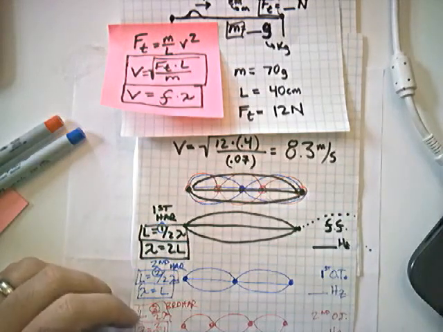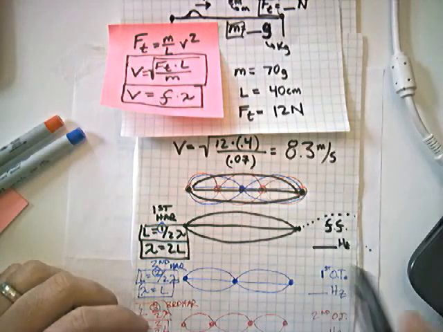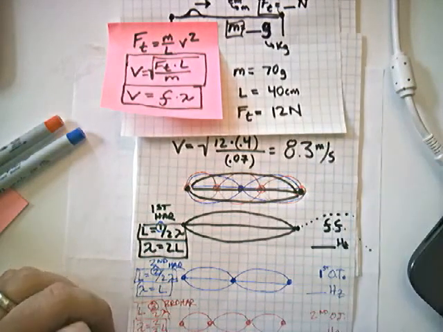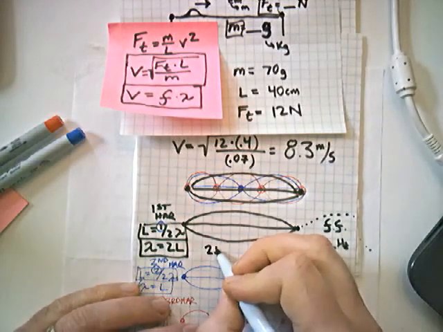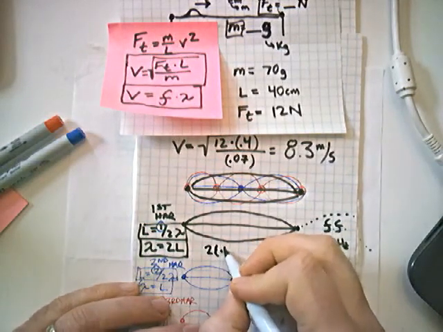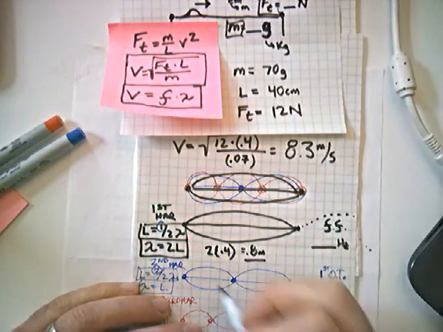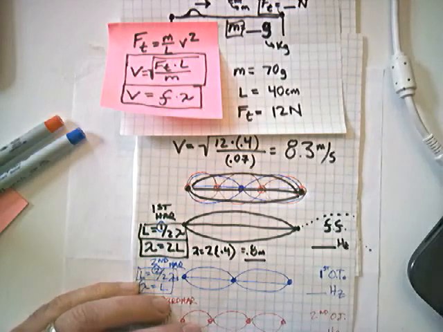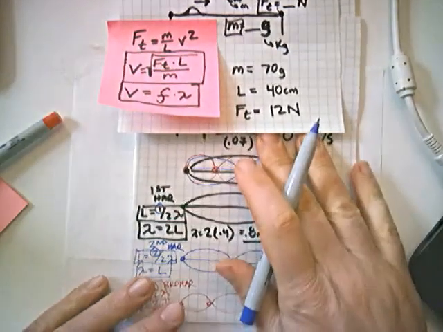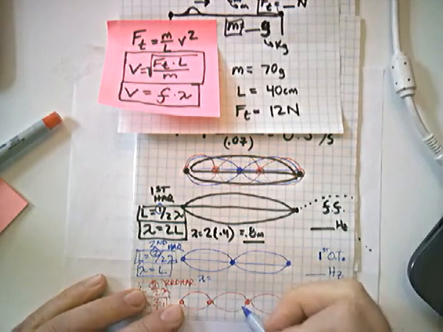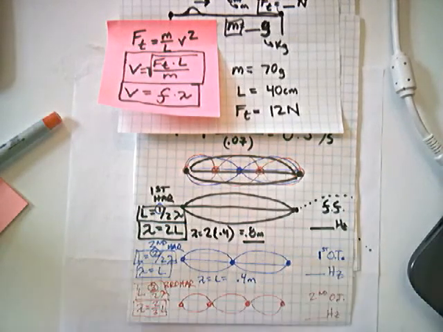So let's do some of the math here. We knew the length of the string was 40 centimeters. We knew that earlier, right? 40 centimeters long. And we can plug that in for L here. So if I take 2 times 0.4, that would give me 0.8 for my wavelength. So wavelength is going to be equal to 0.8. I can find the wavelength for the next one. Wavelength equals L. Well, that's easy. 0.4 meters for the second harmonic.